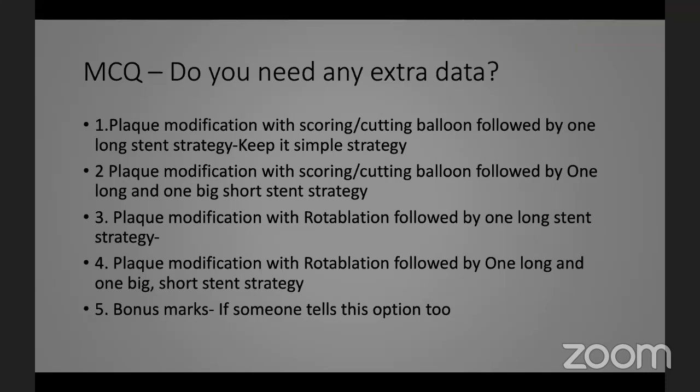Sir, do you need LCX IVUS? LCX IVUS was done? It's a good question, but it was not shown here. The plaque burden in the ostial circumflex is 40%. Based on that only, we can decide whether we want to go for a provisional approach. I told you it's 40% and the lumen area is something around 4.5.